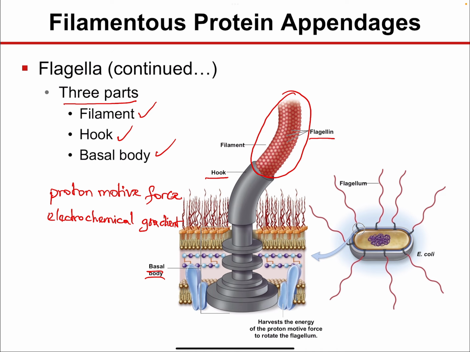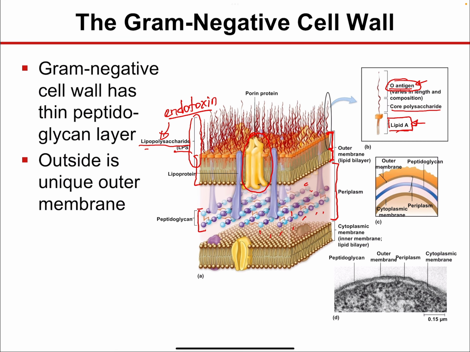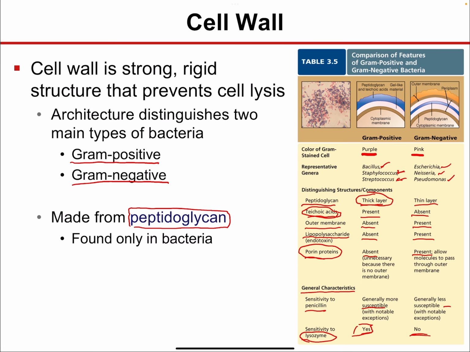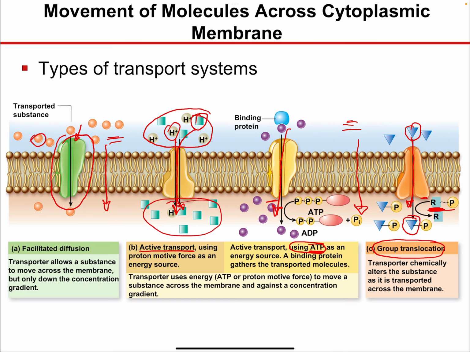Why do we call the proton motive force? Because, I'll show you here, because of these hydrogen ions that we call protons. Okay? These hydrogen ions, we call them protons, right? And the movement of these protons across the membrane, we call this the proton motive force, right? Which represents energy.